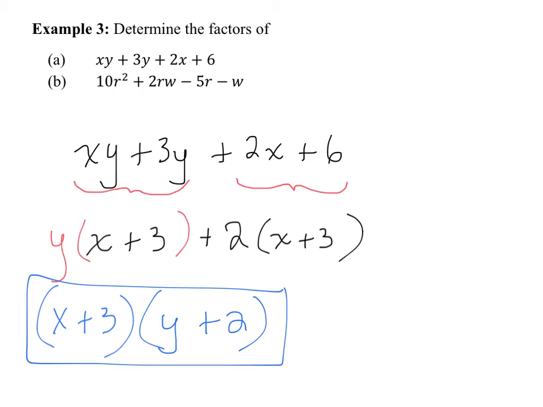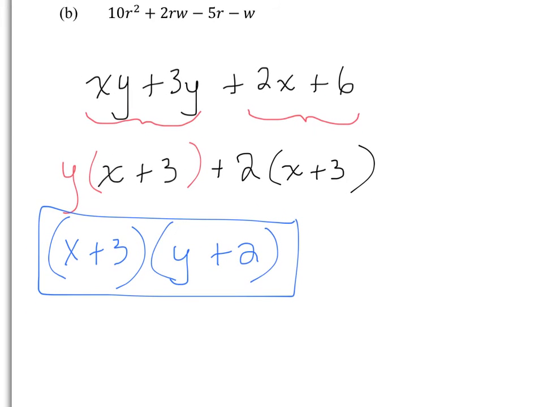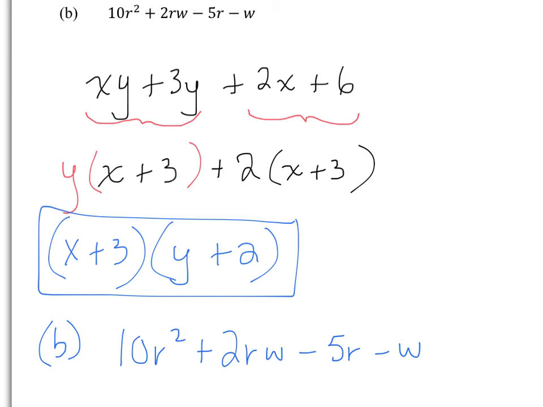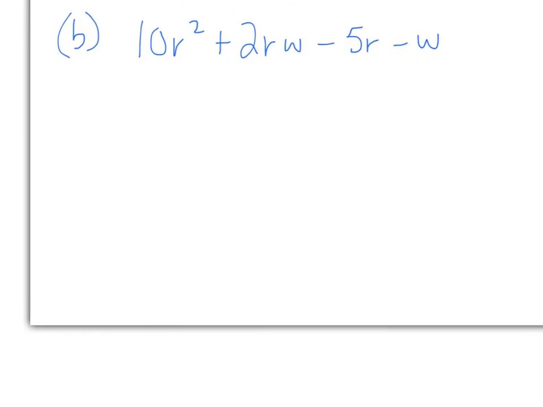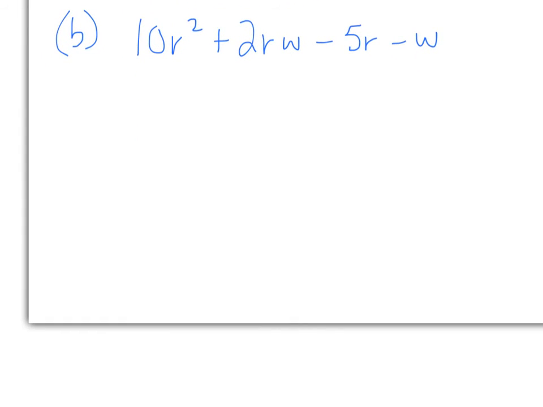How about part B? Try part B on your own, please. Part B is a little tricky. If you'd like, you're welcome to switch some of the terms around. You could reorder them. Try and use grouping. Or you can do it the way it is. It still works, but it's a little tricky to do it the way it is. So feel free to reorder them or try and attempt it this way.